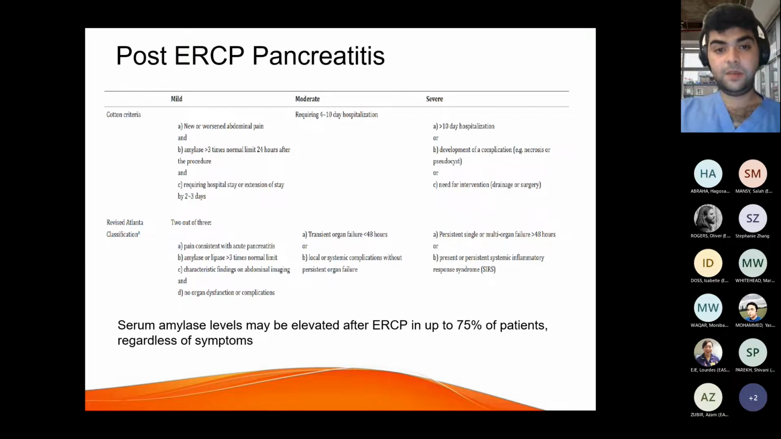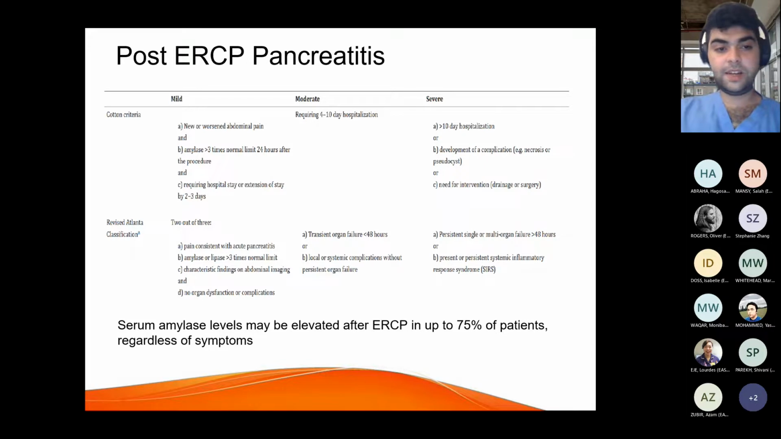So the general rule of thumb is, if you have someone with significant abdominal pain after an ERCP, get a CT scan. That's by far your best modality to use in this scenario because you know exactly what you're dealing with then. A serum amylase can be elevated in a normal person and it can be elevated in any of the other complications. So sometimes it can complicate things when you falsely assume the amylase is what you're looking for. In terms of criteria, there are two criteria.